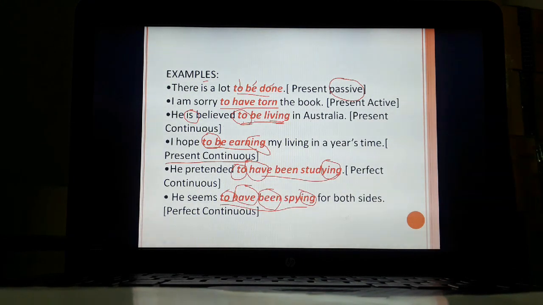So these were the uses of the infinitives in various cases, like simple present, present perfect, then perfect continuous, present continuous. So children, hope this class is beneficial to you. The entire thing has been made very clear to you.